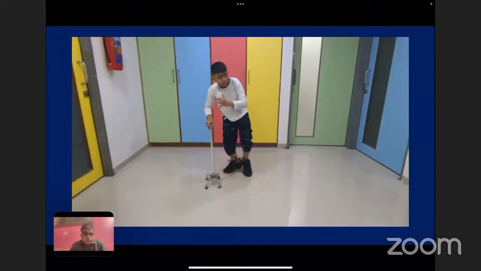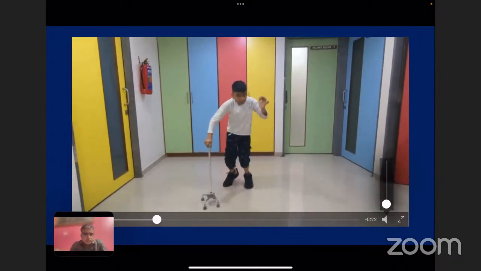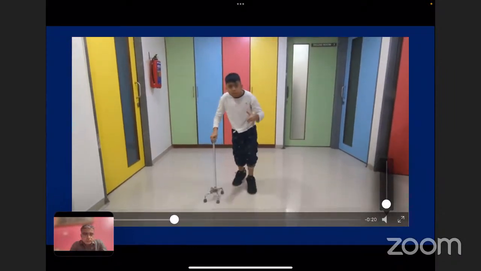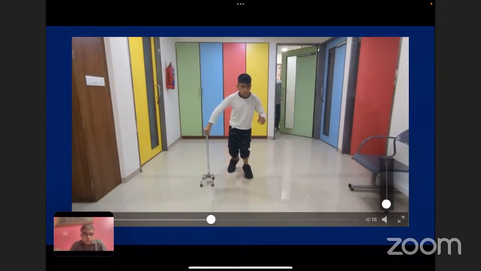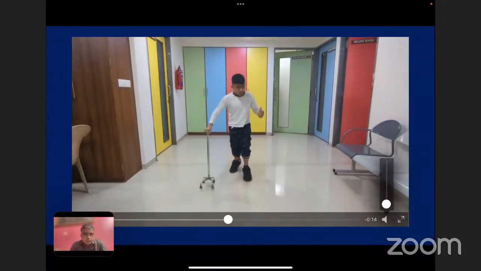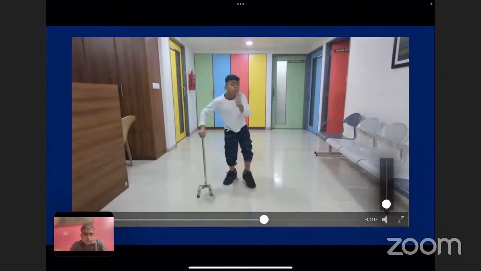This was his gait video. This is his gait video, preoperative video. So here we can see that he's walking with great difficulty with the help of a walker, and he has these frequent falls also. Significant crouch can also be seen.